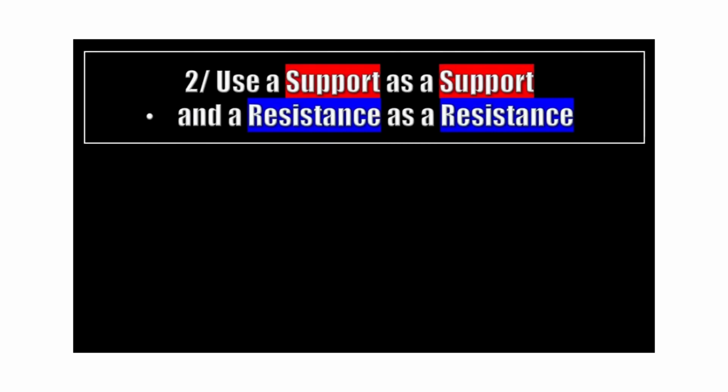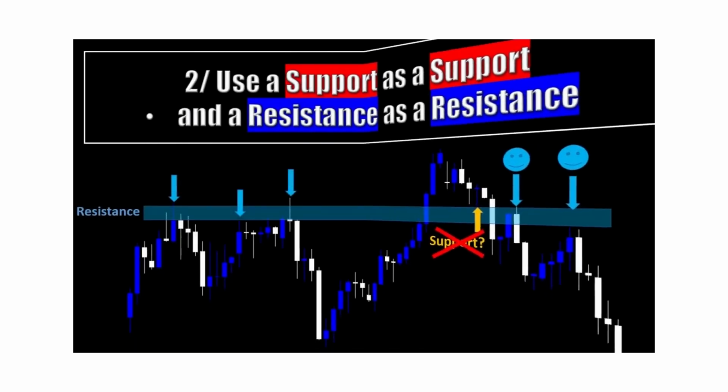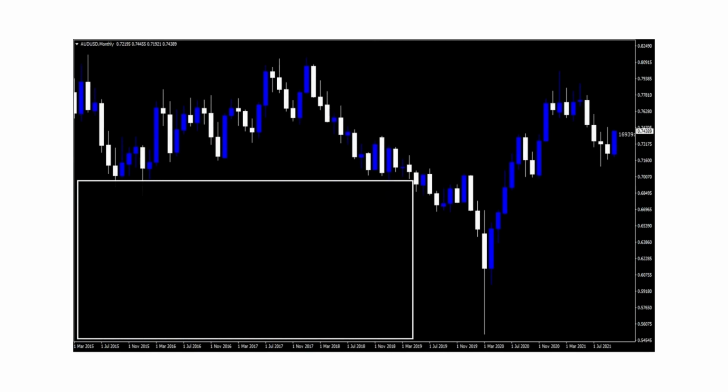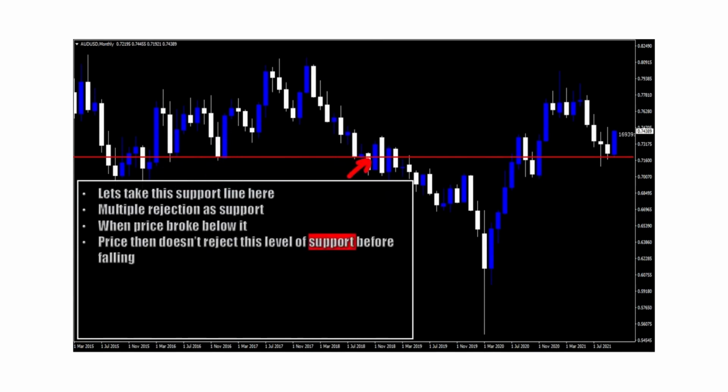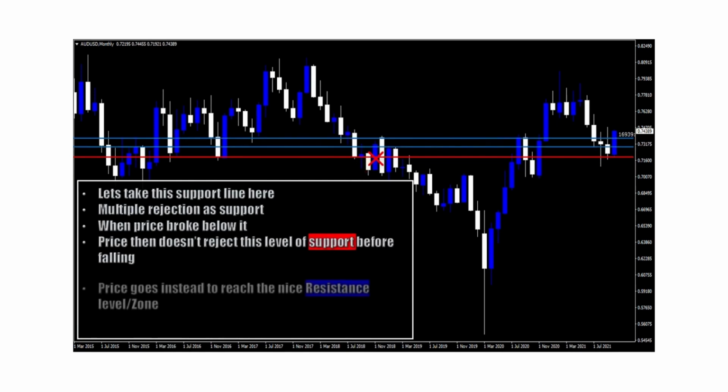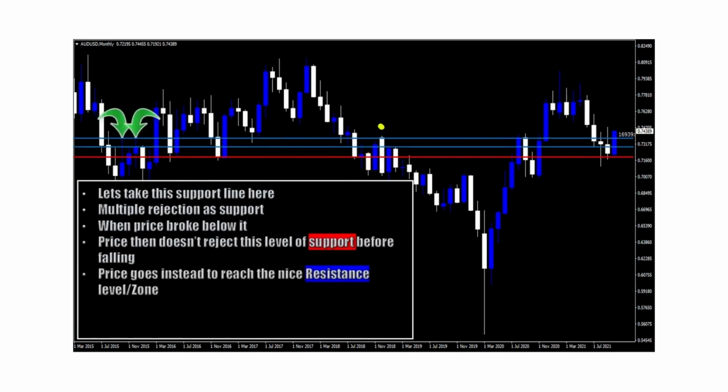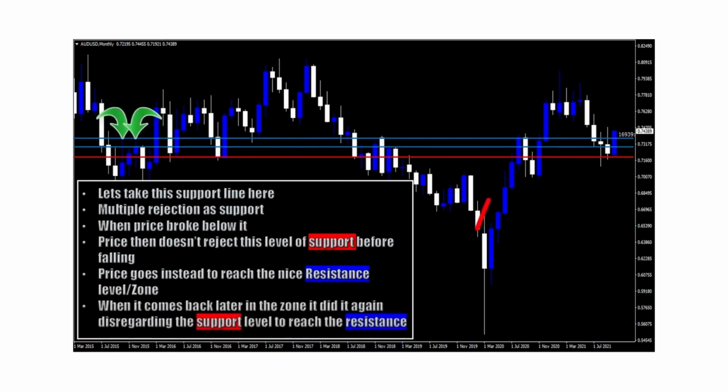Now let's look at using a resistance as a resistance. Back to the AUD/USD monthly chart. Let's take this support line here again. When price broke below it, then it doesn't reject this level of support before falling. Instead, price goes to reach the nice resistance level zone from here. And then, when it comes back later in the zone, it did it again, disregarding the support level, since the price was below, and reaching the resistance level, taking a resistance as a resistance, and not a support as a resistance.